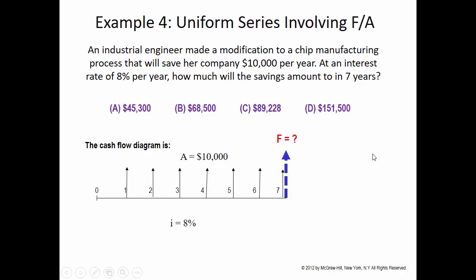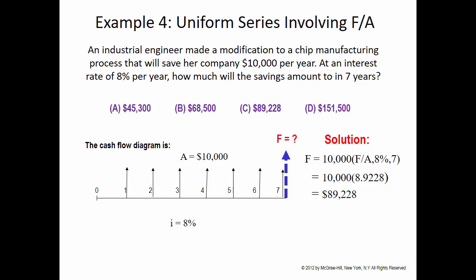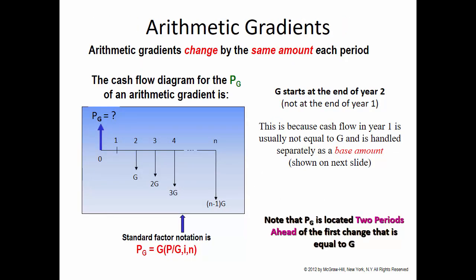Okay, so this is find F given A, i equals 8, N equals 7. So F/A, 8% interest, N equals 7. We'd go to the factor table, multiply it by the magnitude of the A, and that's where we get the future value would be 89,228. All right, so that's just an illustration of the standard form that a uniform series will take on.